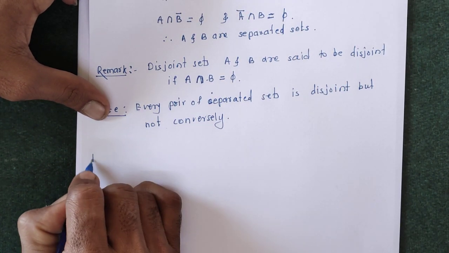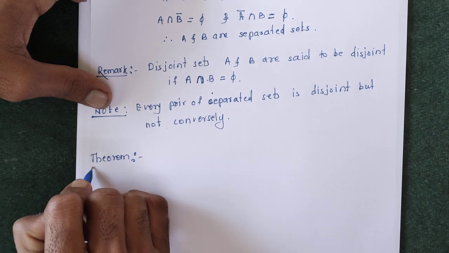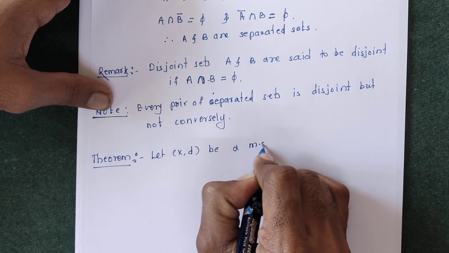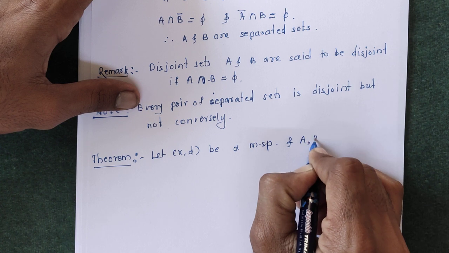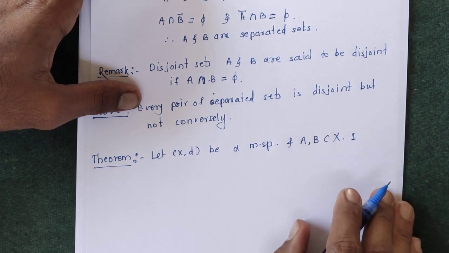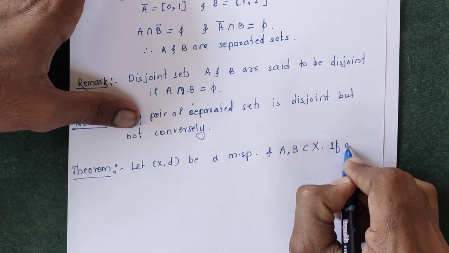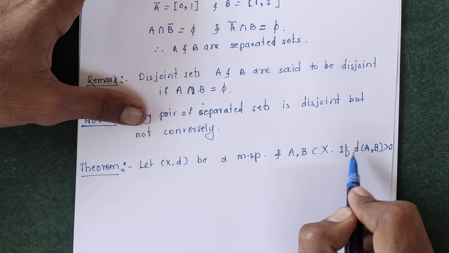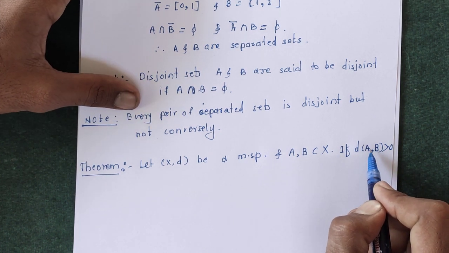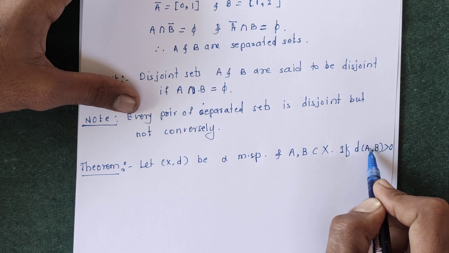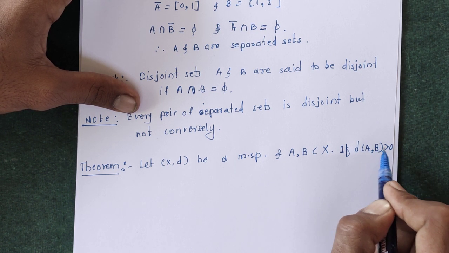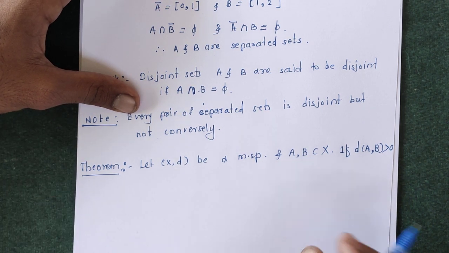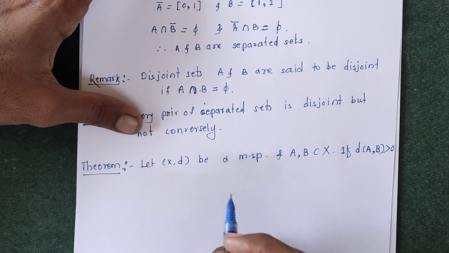Now we will take one theorem. The statement of the theorem is: let (X, d) be a metric space and A, B are subsets of X. If the distance between A and B, the distance between two sets, we have seen this definition before in the topic of diameter of a set. So the distance between two sets is the minimum of the distances between elements of the two sets, that is, the minimum of d(x, y), where x is an element of A and y is an element of B. So the smallest distance between the two sets is the distance between the two sets.